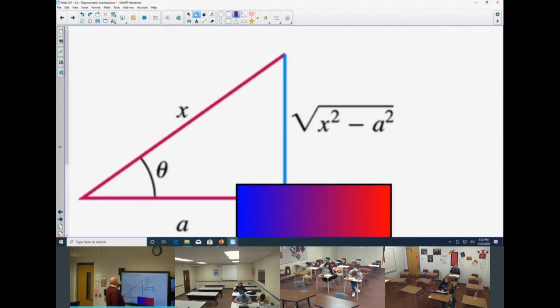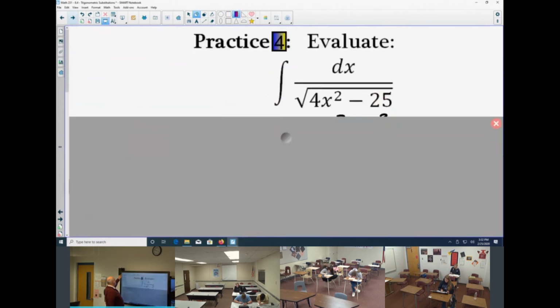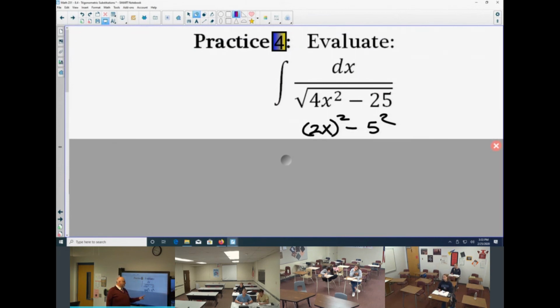Okay. All right, so now let's go to the practice problem. Okay, now one other little wrinkle that we have here is, depending on how you want to do it, you can either factor out the 4 or think of this as 2 squared minus 5 squared. And think of this as like your x and then 5 as your a squared. Okay? But you're going to have to deal with that 4 somehow.